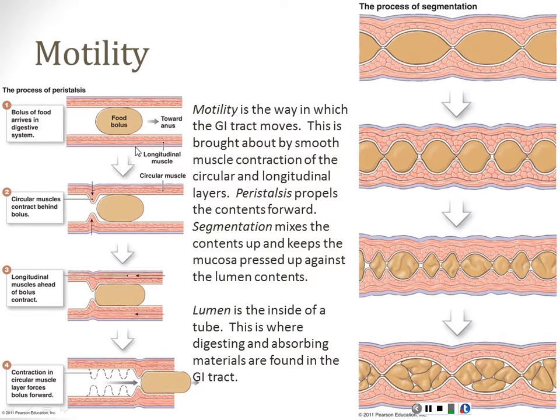A kind of strange analogy here is if you took a softball and you put it through a sock, one way you could do that is with peristalsis. You could squeeze behind the ball, and the ball would move forward until it came out the other end, right, if you cut the end of the sock off. So same thing is happening there. And this is contraction of both of the layers of the tube.